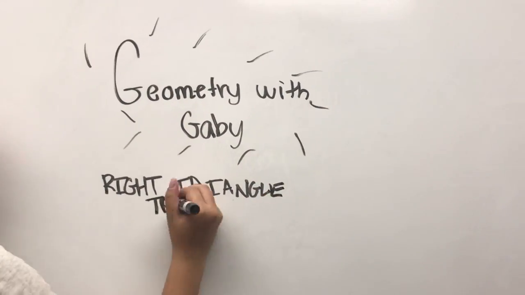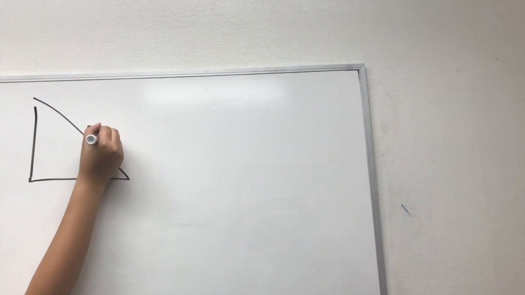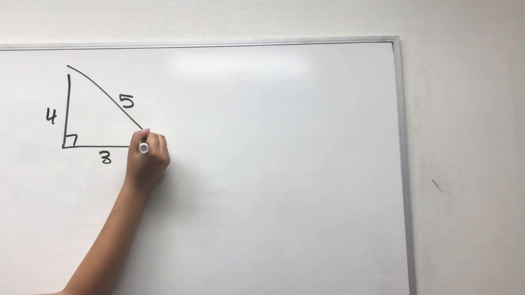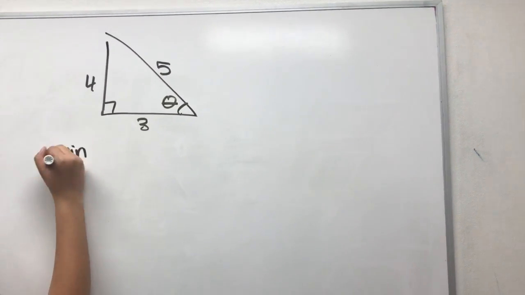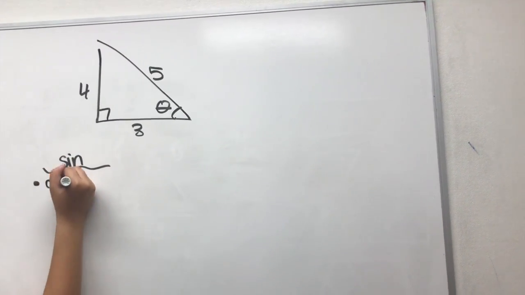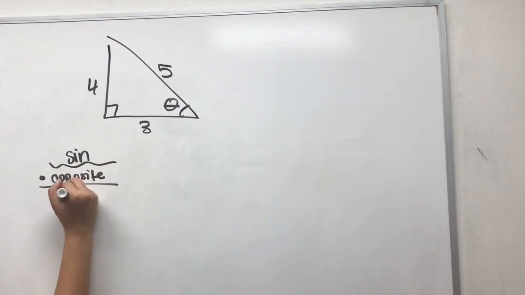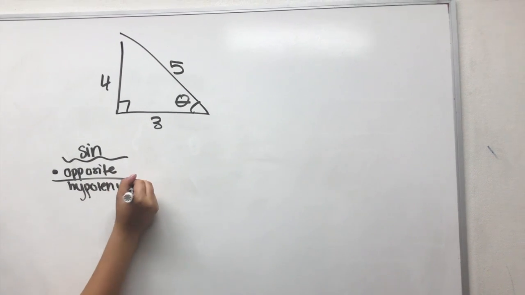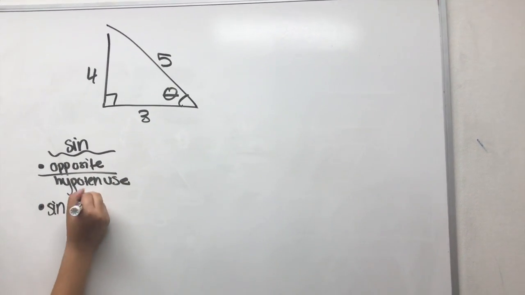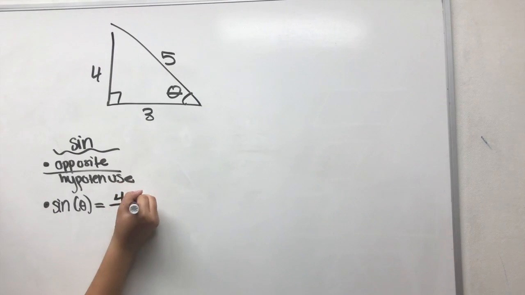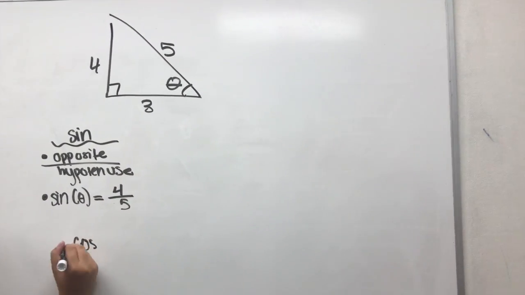Today we're going to be doing right triangle trigonometry. Let's dive right in. Here we have a 3, 4, 5 right triangle. So our first function is sine. Sine is the opposite side of the labeled angle over the hypotenuse. We would write the equation out as sine of theta equals 4 over 5.